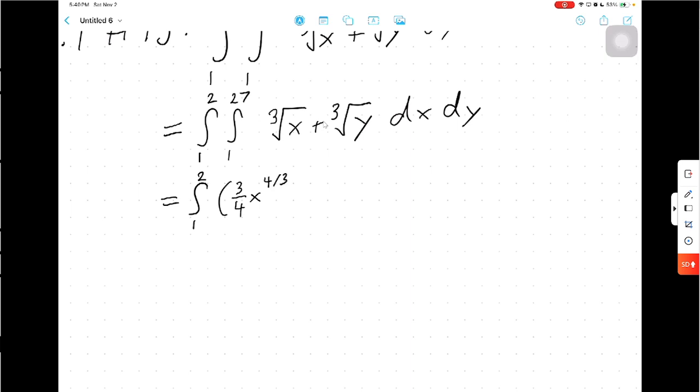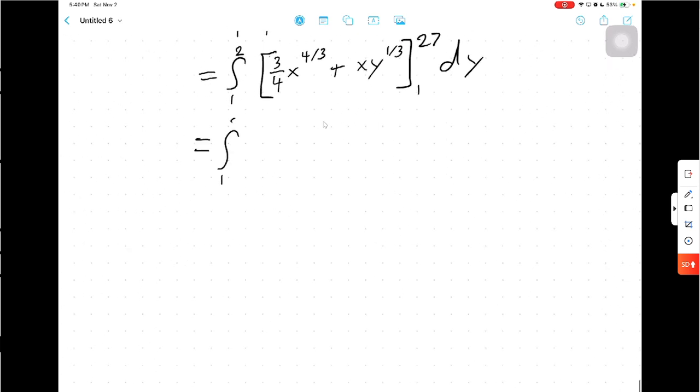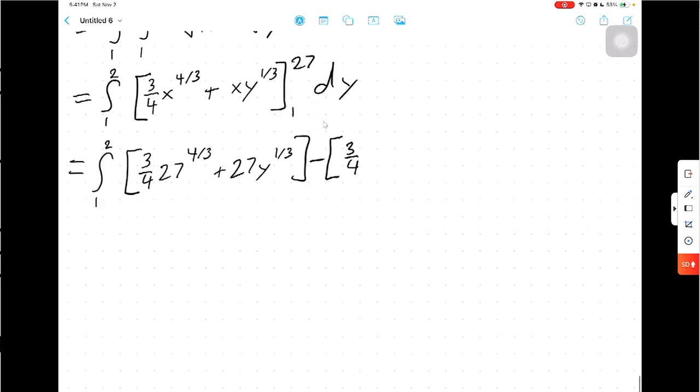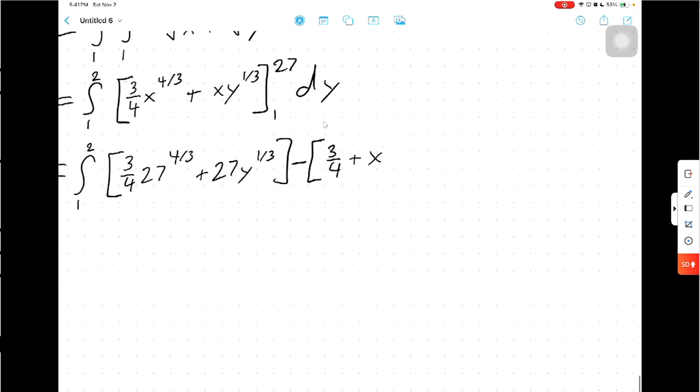3/4 x to the 4/3 plus this is just xy to the 1/3, evaluated from 1 to 27. Three-fourths, 27 to the 4/3 plus 27y to the 1/3 minus 3/4, 1 to the 1/3, 1 to the 4/3 is just 1, plus y to the 1/3.